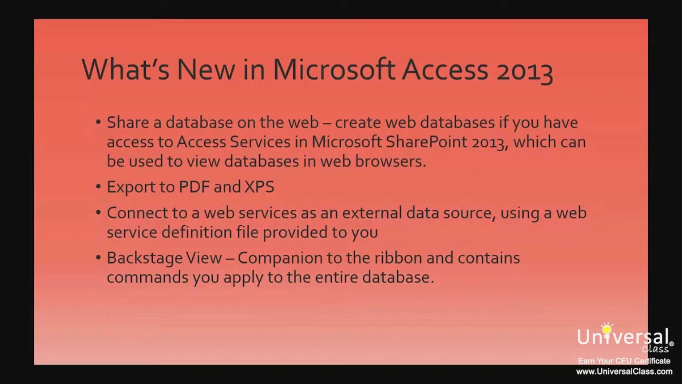Export to PDF and XPS. Access 2013 allows you to export your data to a PDF file or an XPS file to print, post, or email. This was available through an add-in download for 2007. Connect to a web service as an external data source. Access 2013 allows you to connect to a web service as an external data source. To do this, you'll need a web service definition file given to you by a web service administrator. Once you install the file, just link to the service data as a linked table.